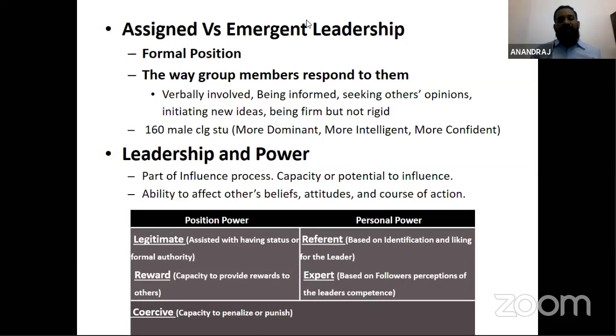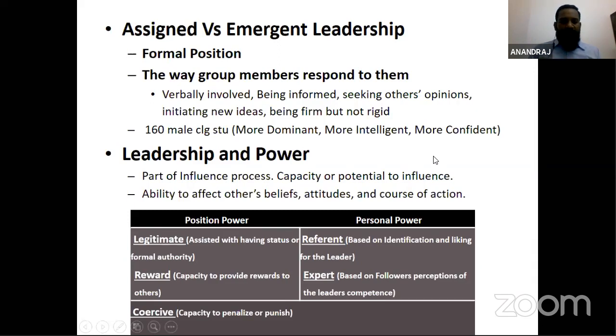Whereas emergent leadership is the way the group members respond to someone. They don't have a position or an authority to influence others. Rather, they influence them in various ways: verbally, or by informing them about whatever information they know. Whenever the group is in trouble or has things to do, they seek others' opinions. They take initiative, create new ideas, and always stay firm in a group; they don't react, they are not rigid. These are the traits and qualities that make them emergent leaders.